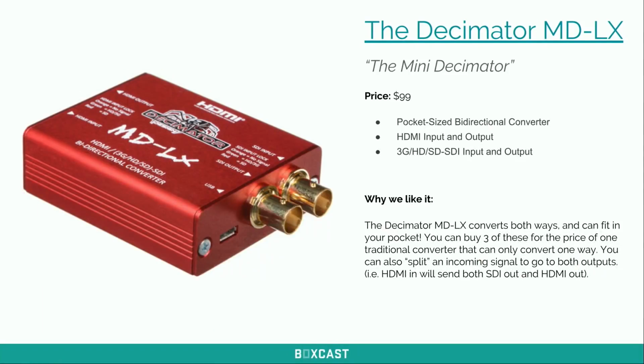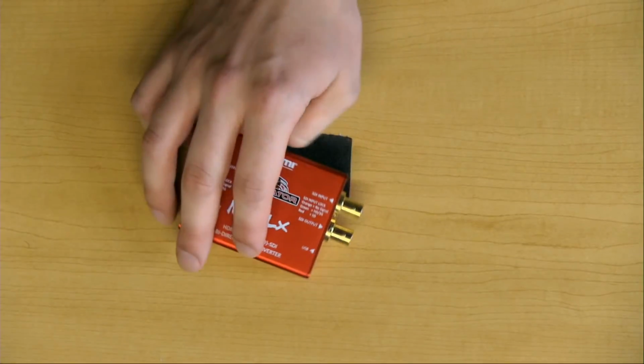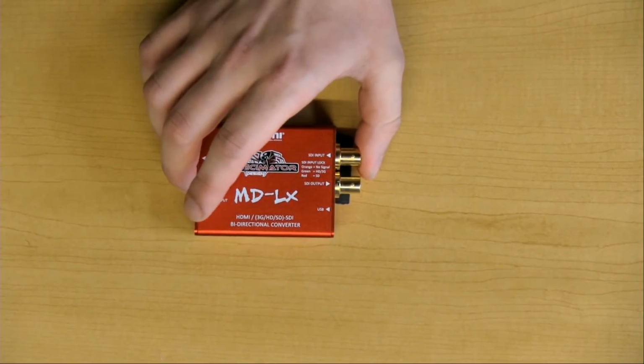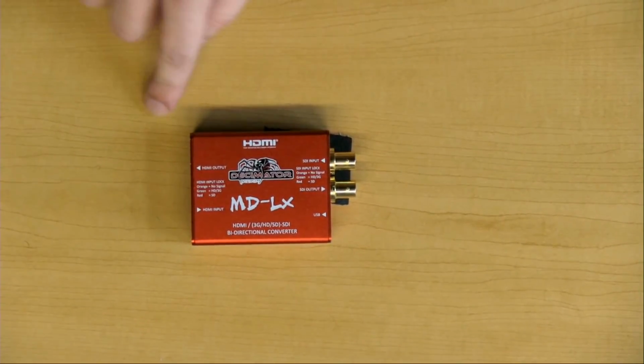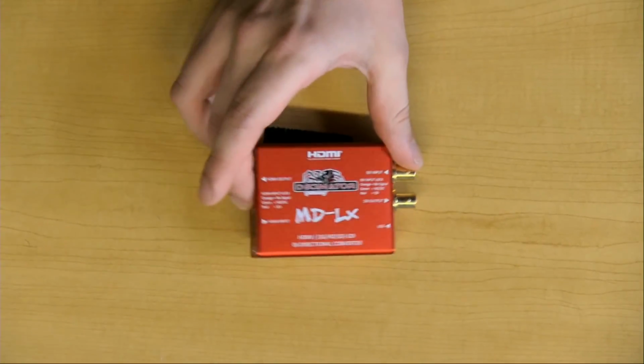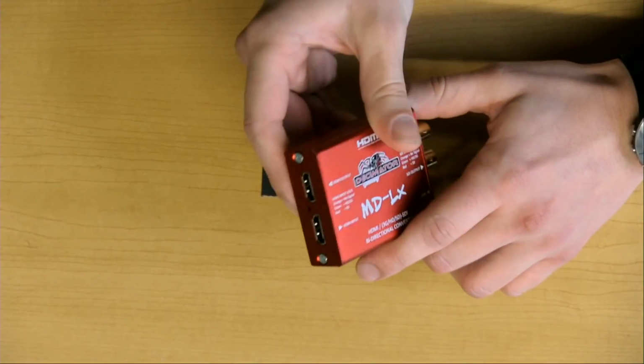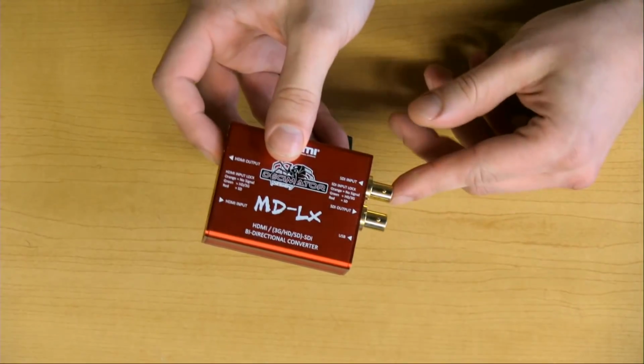Yeah. So the next device we'll show you is also a Decimator, but what we like to call the mini Decimator. And this thing is only $99, so it's about a third of the price. And it's really fun to use compared to a lot of heftier converters just because it's about half the size. It fits in your pocket, essentially. And this is what we call a bidirectional converter. So similar to the Decimator we showed, which is also a bidirectional converter, that just means it can go both ways. And that being said, it can also go in one and out two.